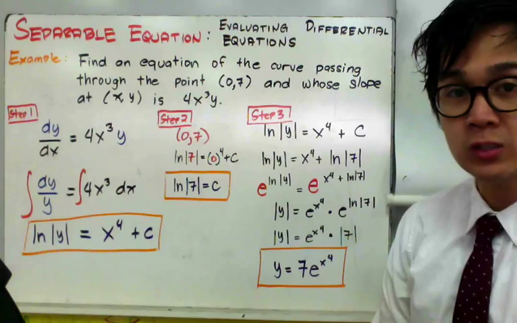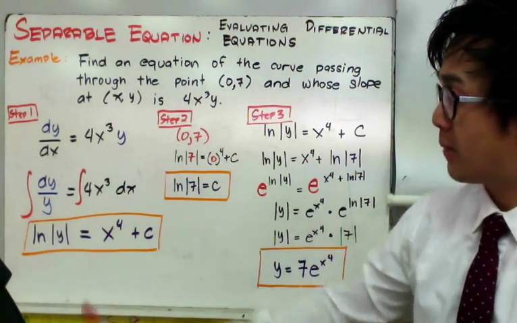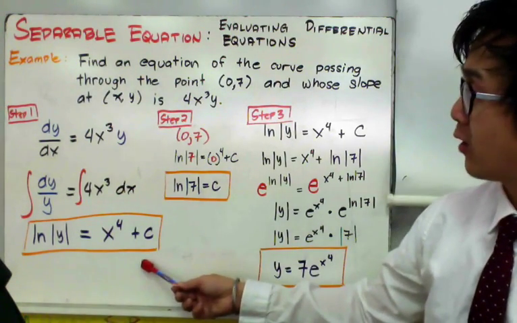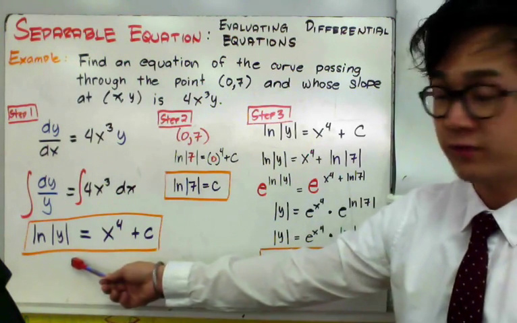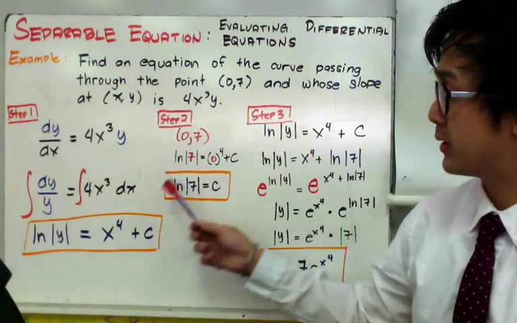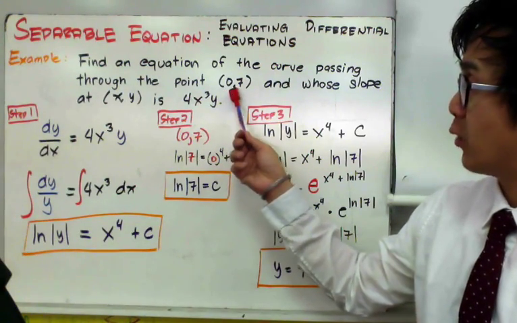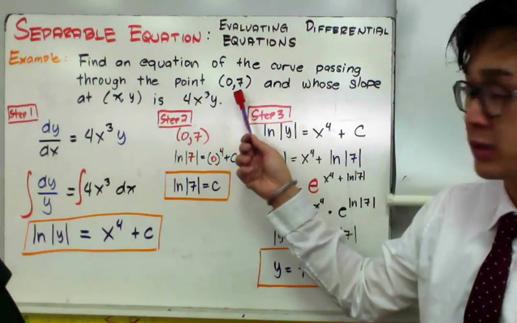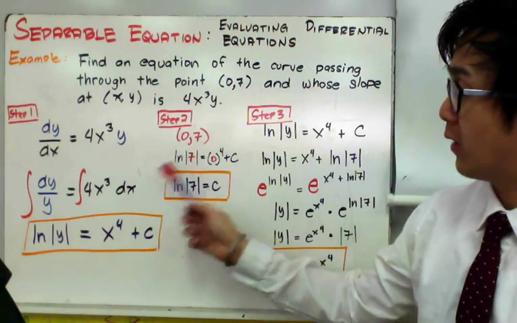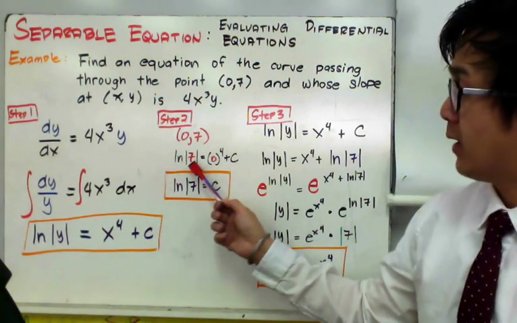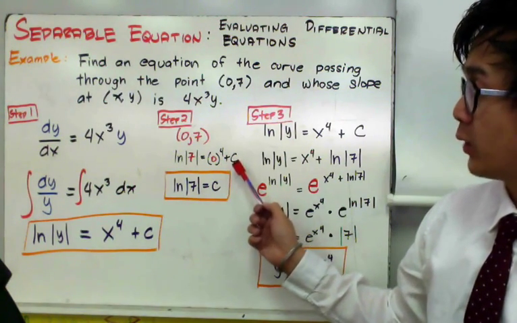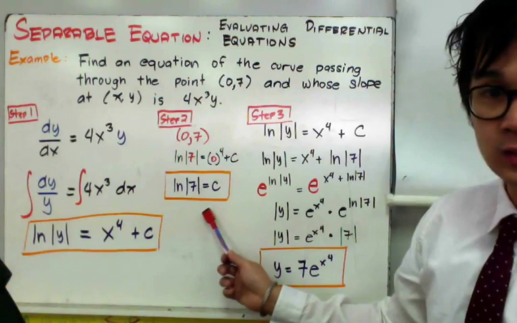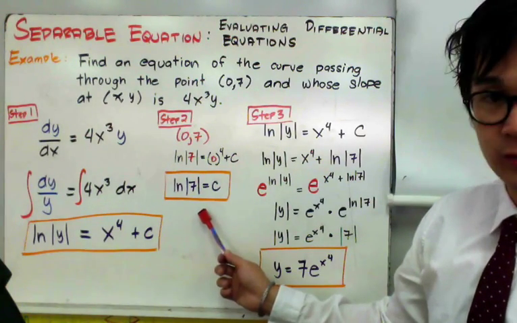Now the second step is to find the constant c from our function, and to do that, all we need to do is to replace the function ln of absolute value of y equal to x to the fourth plus c by the point (0, 7), which is your x and y respectively. So ln of y is now ln of 7 equal to 0 raised to the 4 plus c, which now gives us the constant c, which is ln of absolute value of 7.